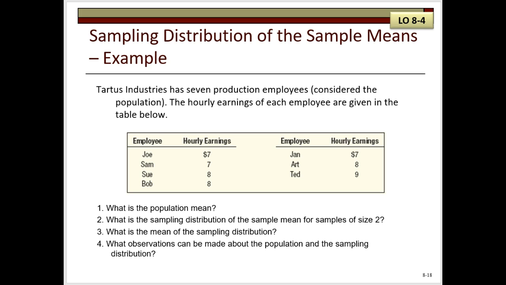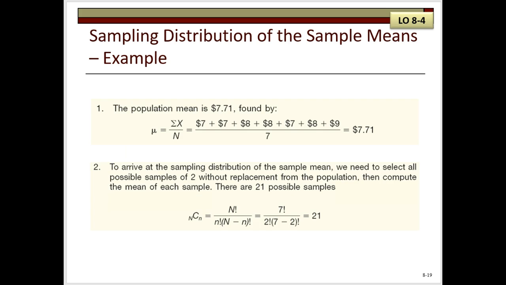1, what's the population mean? 2, what's the sampling distribution of the sample mean for samples of size 2? 3, what is the mean of the sampling distribution? And 4, what observations can be made about the population and the sampling distribution?